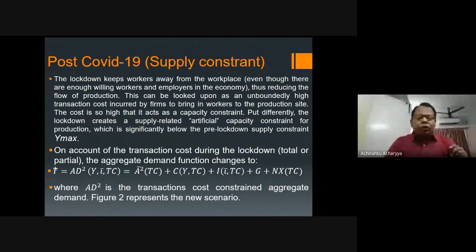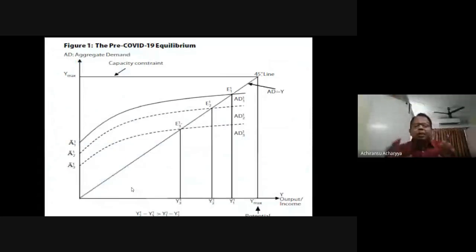So all this means that 82 will be less than 81, and the 82 transaction cost constraint, 82 is a transaction cost constraint aggregate demand. So let me now share the figure of what is going to happen. So this is my pre-COVID scenario. And in the pre-COVID scenario, what happens is that I have three equilibriums and demand will fall.